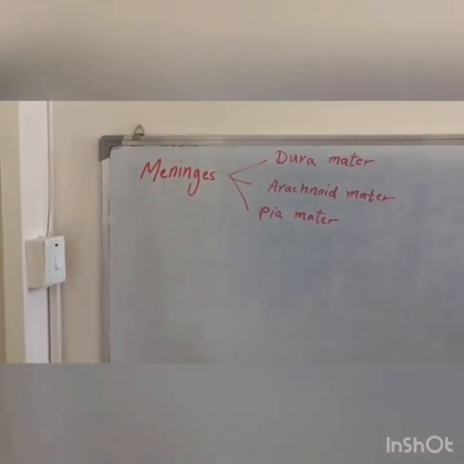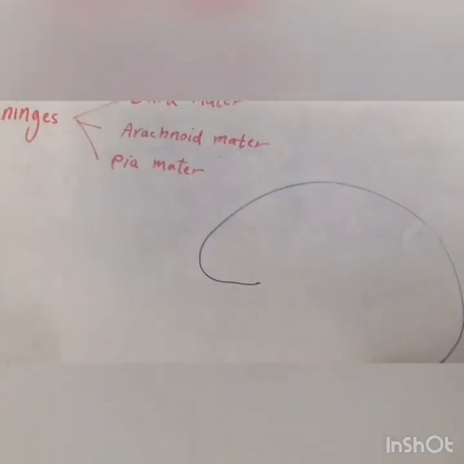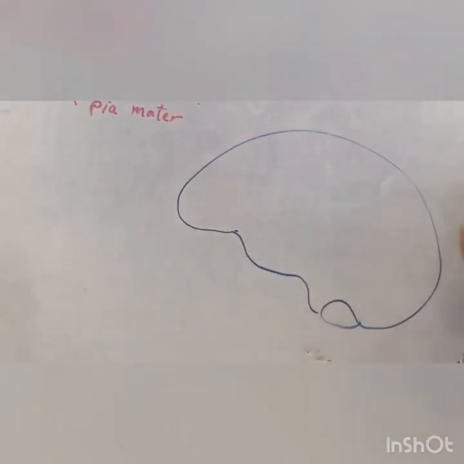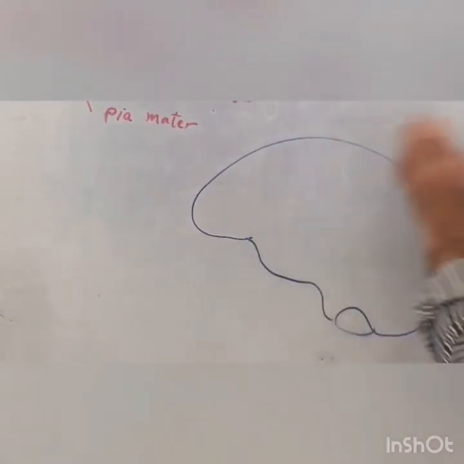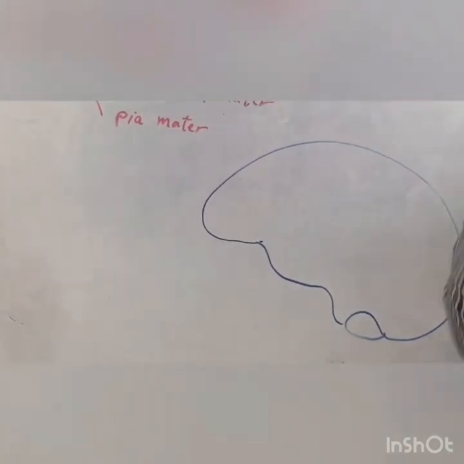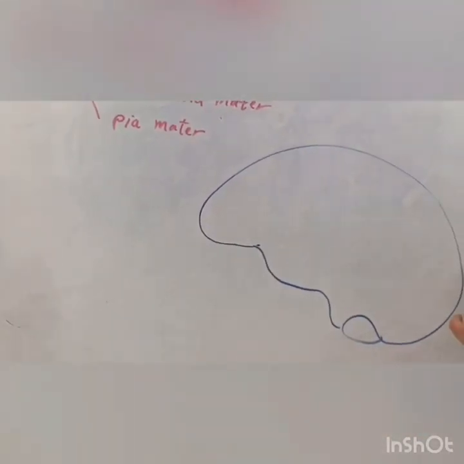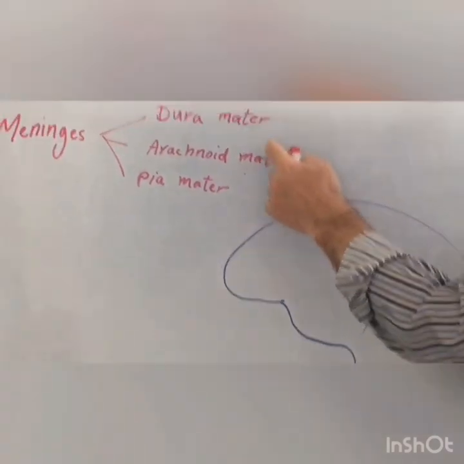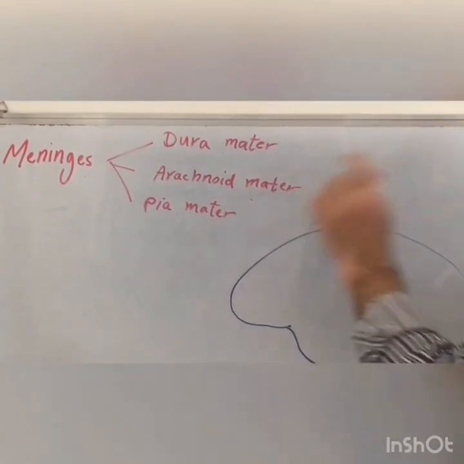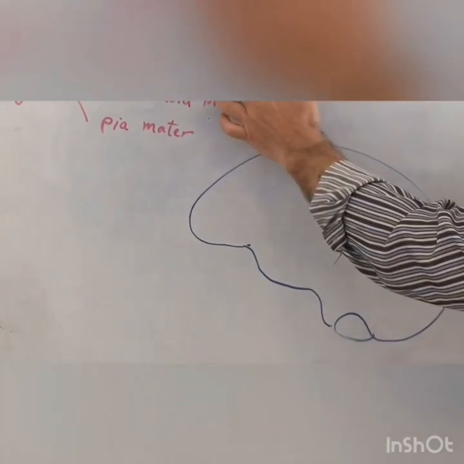If this is a simple drawing of the skull, this way. This is the skull, and the brain inside it. If we opened the skull, we are not going to see the brain directly because it is covered by these three layers: dura mater, arachnoid, and pia mater. If we open the skull, we are going to see the dura mater.